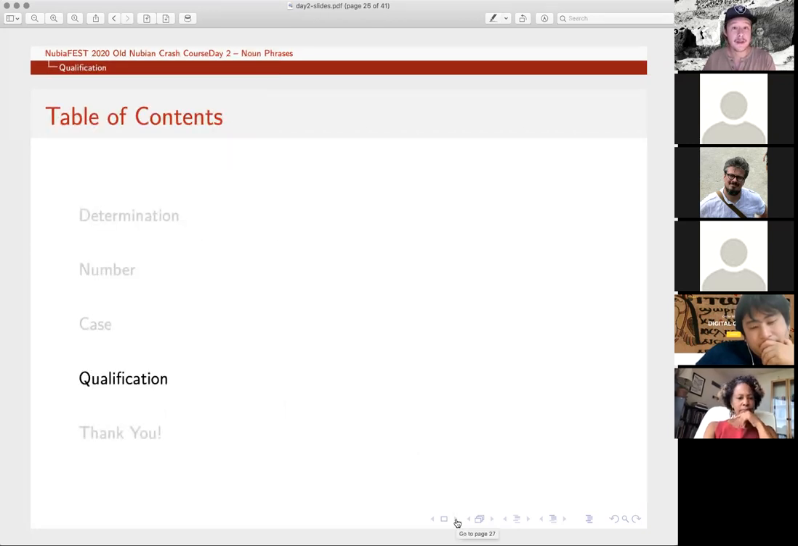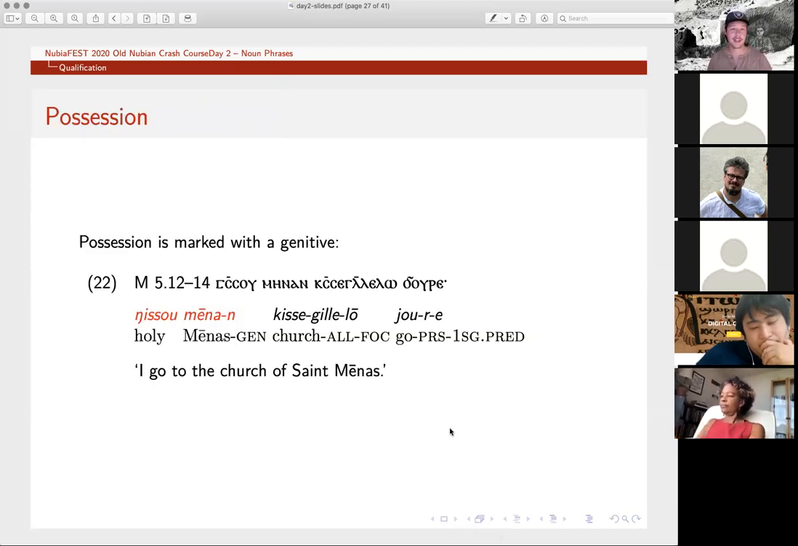All right. Finally, we have qualification. So qualification is anything that you can add to your noun to give it more definition, such as a possessor. So I go to the church of Saint Minas. I'm going to this specific church. In that case, we use a genitive, indicating a type of possessor relationship. Of course, Saint Minas doesn't really own the church, but he is associated with it, and he is, let's say, the protector of this particular church.